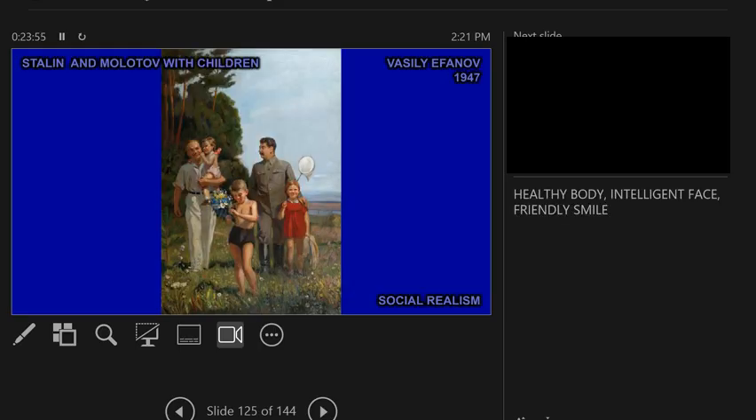Another rule that they would have in the social realism in the Soviet Union was that everybody pictured must have a healthy body, an intelligent face, and a friendly smile. And who do you see in there but Stalin? Right? This guy's a monster. Hitler was a monster. He killed 6 million Jews. But Stalin killed 10 million of his own people.